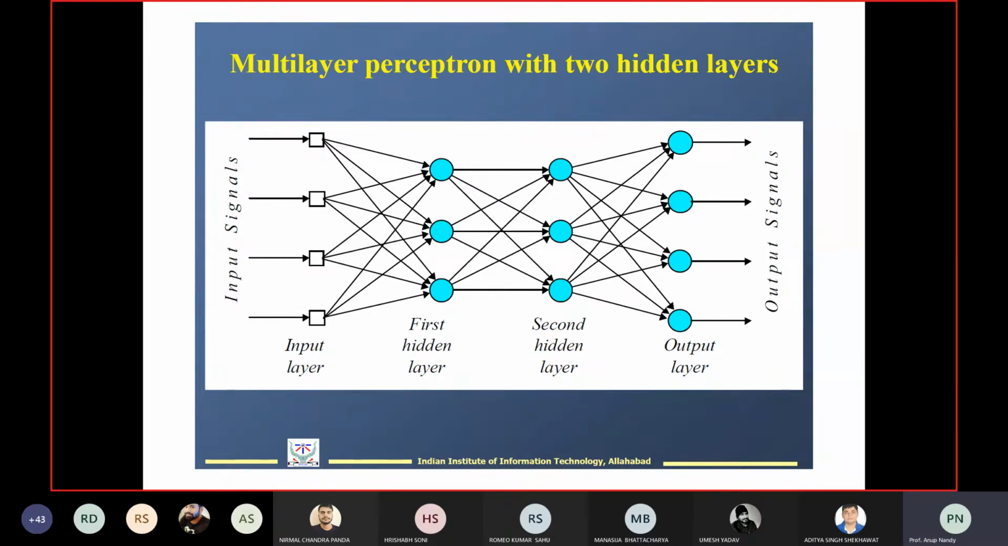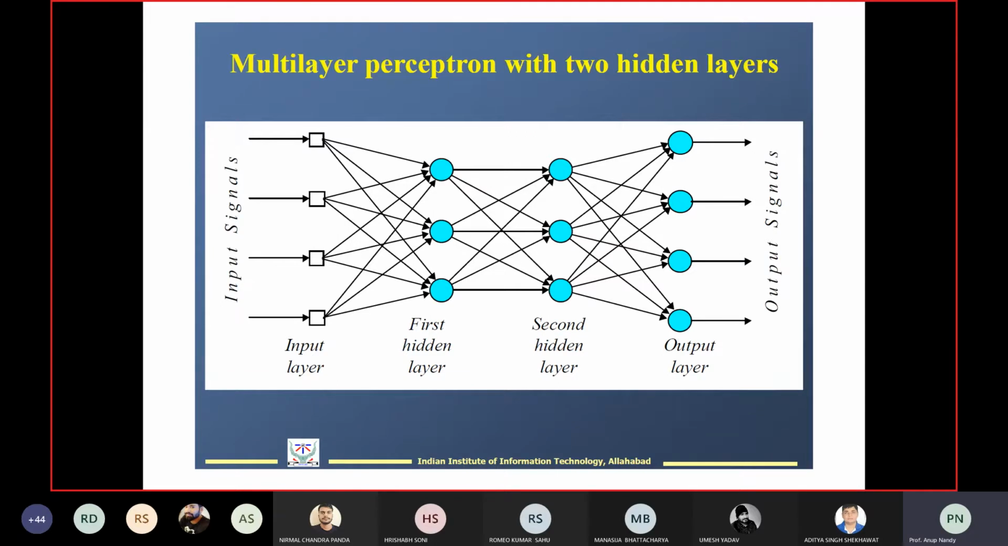Then you have the hidden layer, that is called the first hidden layer. So you can increase the hidden layers based on the degree of non-linearity of your problem statement. If one hidden layer is enough to handle this non-linearity problem, then it's fine. You can go with the one hidden layer.